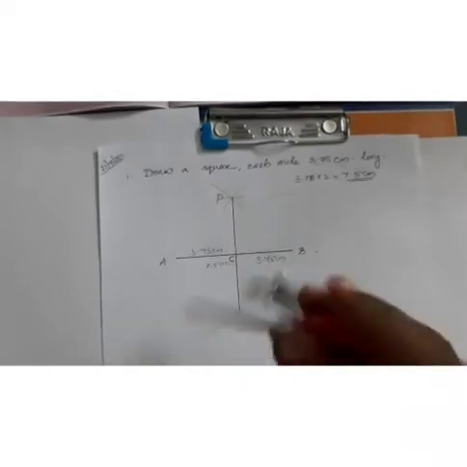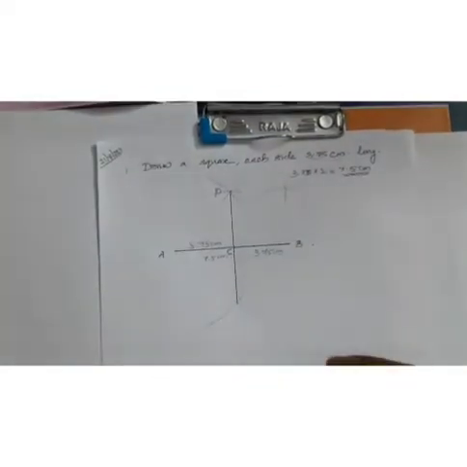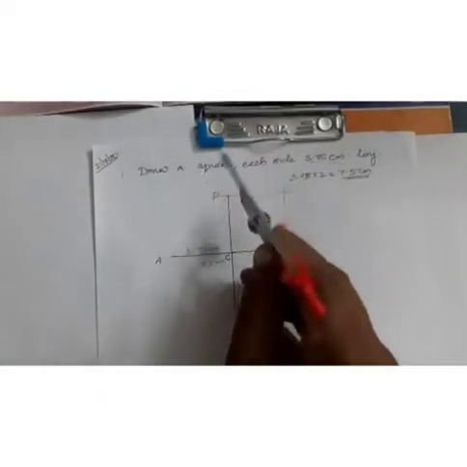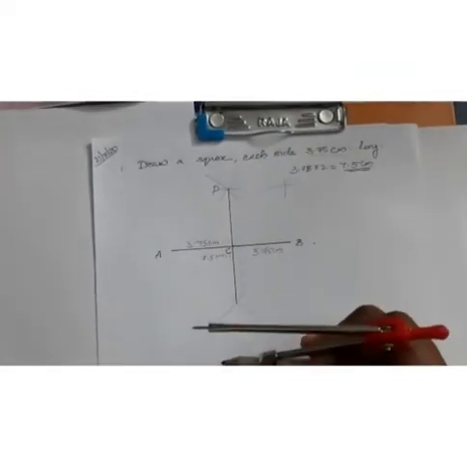Then you have to join from here also. Then only you get the square. Same length you have to mark here also. Then what you have to do? You have to join these lines.